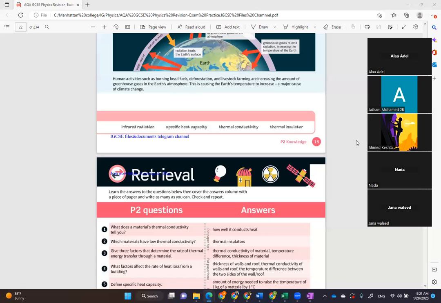Adham, thank you. I need a more specific definition, Adham. Specific heat capacity depends on the types of material, but I need the definition. It's the amount of energy needed to... I need this one. Yes, Anas, thank you. Thank you. Okay, thank you. Not absorbed per kilogram, Mahmoud.